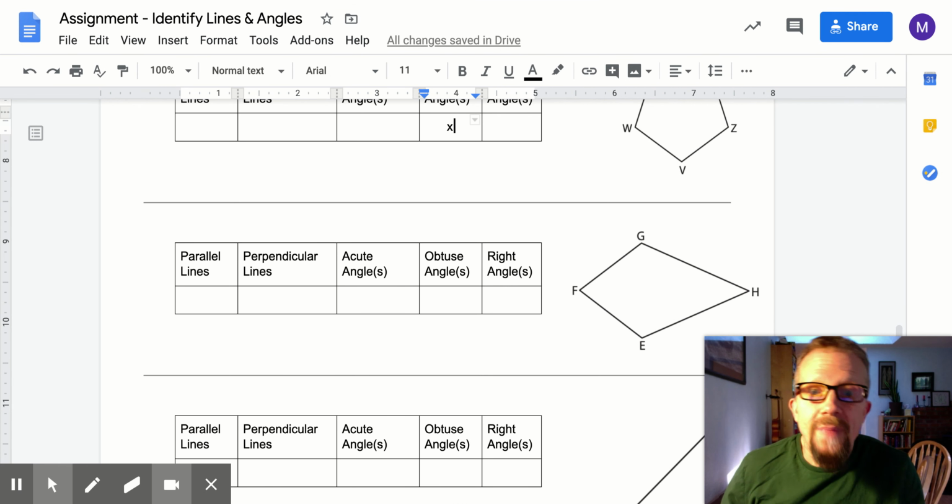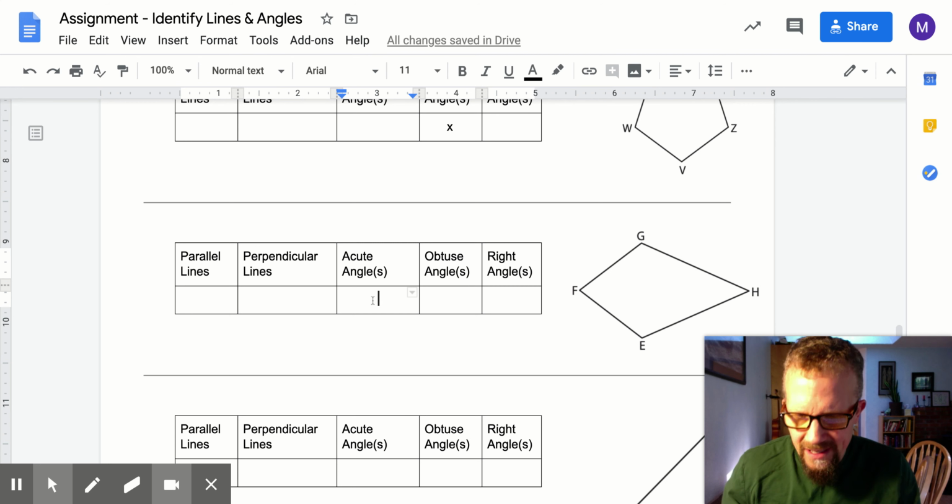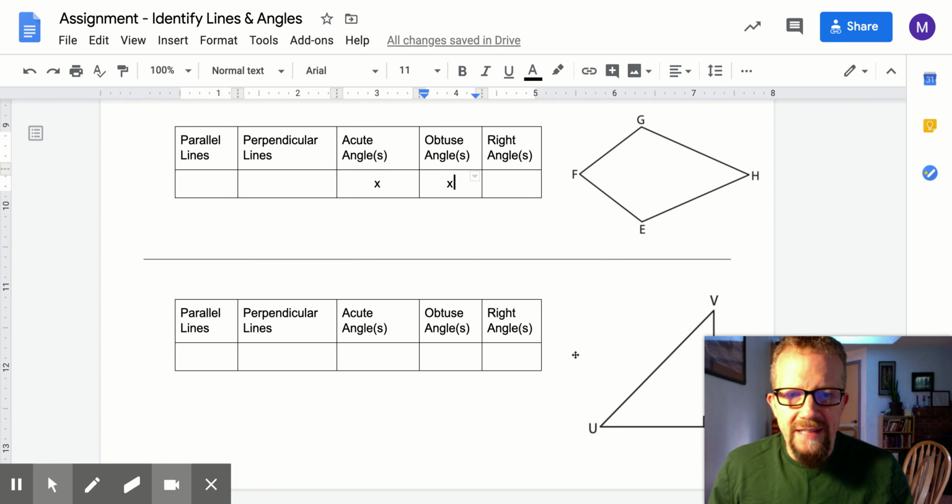All right, here we have this kite shape. We don't actually have anything that's exactly parallel. They are close, but none of these are quite parallel. They are not quite perpendicular. But we do have acute angles. The F point and the H point is where the acute angles happen. And we have obtuse angles there at G and E.